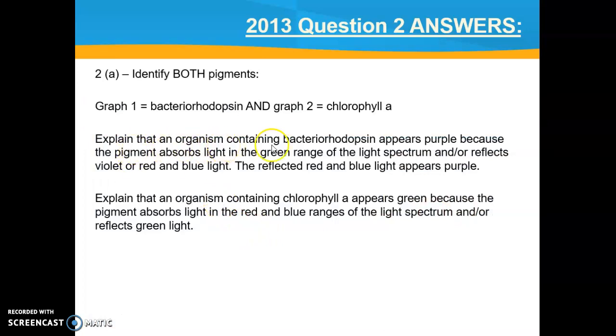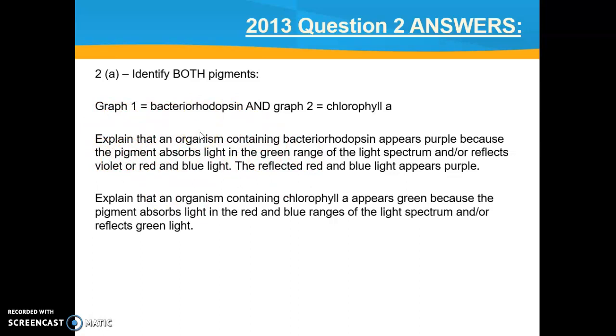You could have said that the organism containing bacteriodopsin appears purple because that pigment absorbs light in the green range, like we saw, and it reflects the violet or red and blue, right? Red and blue, when they're mixed together, look purple. So that is why that first graph would be bacteriodopsin. So this would be your explanation and your justification.